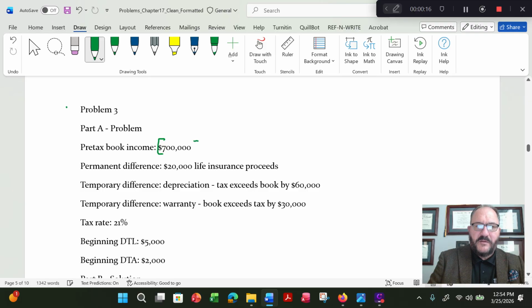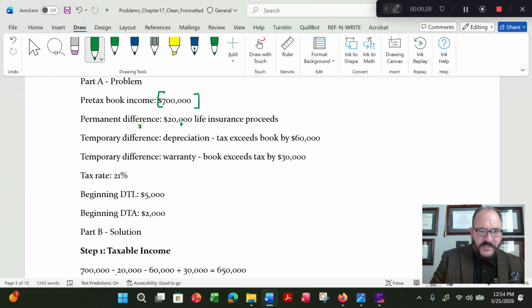$700,000, that's where we start out, pre-tax book income. Now we have a permanent difference, life insurance proceeds. If you don't remember, life insurance proceeds are not taxable, so we're going to wind up subtracting that. Right down here, we're subtracting that $20,000. And if you go look up at that chart, the one I gave you at the start of this, you'll see that that's what happens. Now, tax exceeds book by $60,000, so we have to subtract that right here. So we subtract 20, we subtract 60, and then book exceeds tax by 30,000.